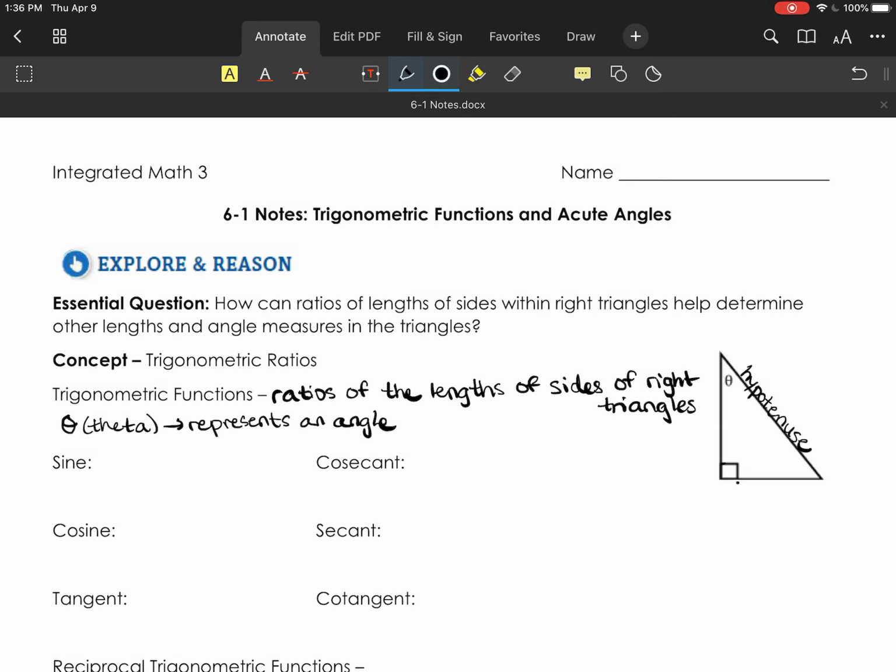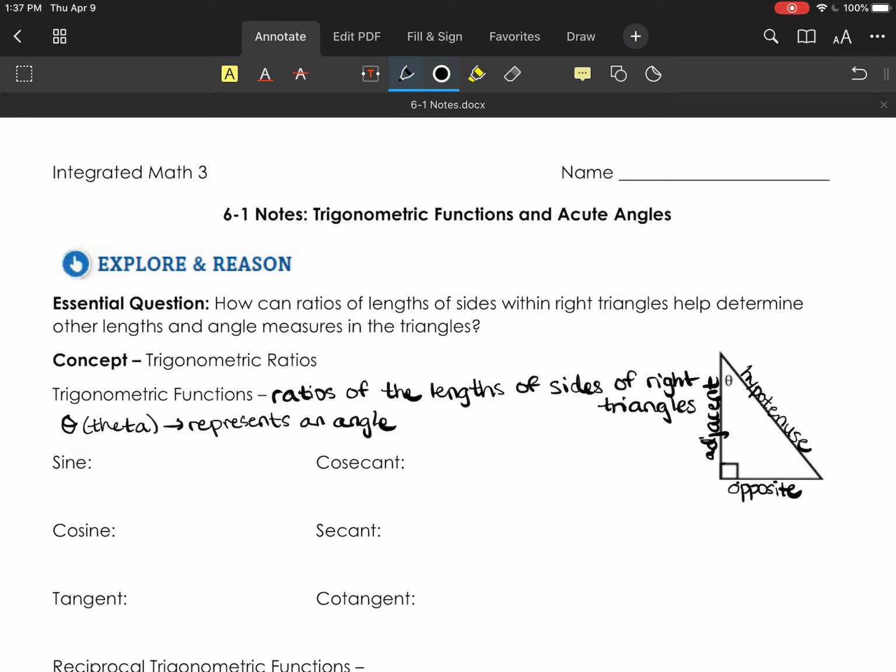Then, the other two sides are kind of interchangeable. They depend on what angle you're talking about. The side that's across from theta is the opposite side, opposite because it's on the opposite side of the triangle. That's pretty straightforward. And then the side, or the leg, as you'll also hear it referred to, that's right next to the theta, we call that adjacent. Adjacent means next to. So you have your opposite side across the triangle, adjacent is next to, and your hypotenuse is always across from the right angle.